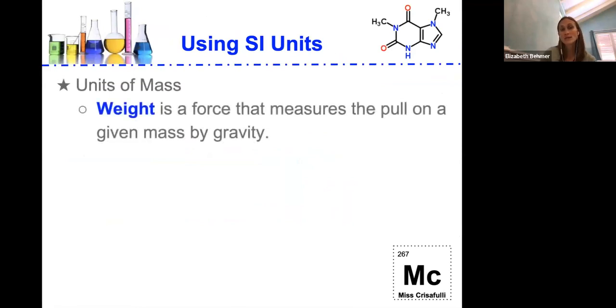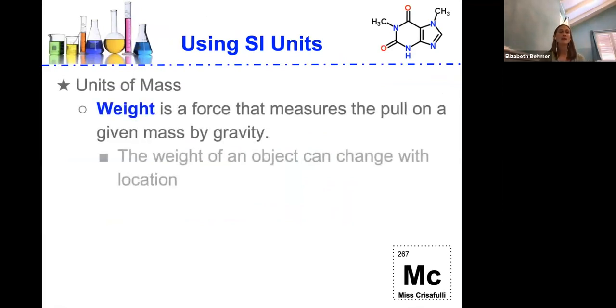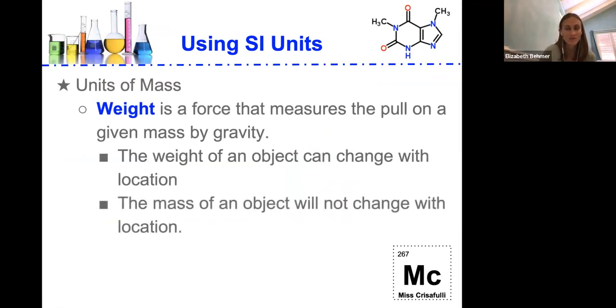Units of mass. So weight is a force that measures the pull on a given mass by gravity, and the weight of an object can change with location. If you're on the moon, the Earth, another planet, out in space, but the mass of an object will not change with location. So our weights are determined by the force of gravity on us, and gravity is 9.8 meters per second squared. But if we're on the moon, our weight will be different than if we're in outer space or on Earth. But the mass of our objects will never change. So the mass of our bodies will never change with location.